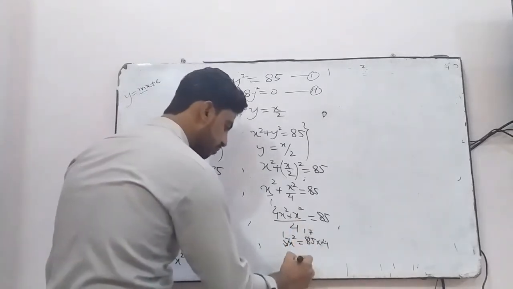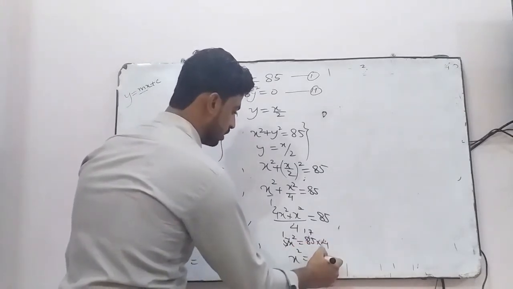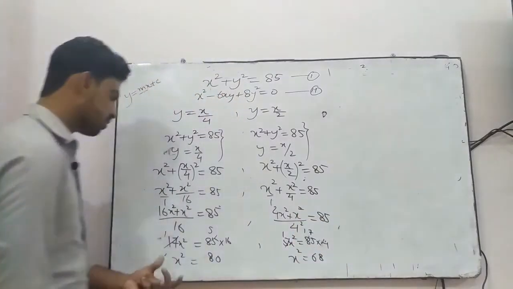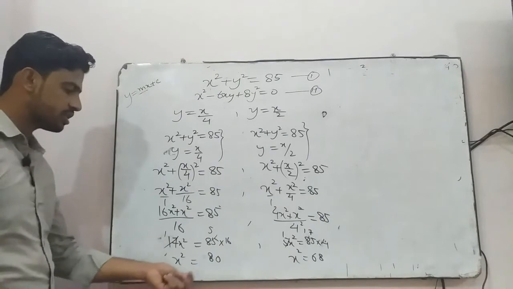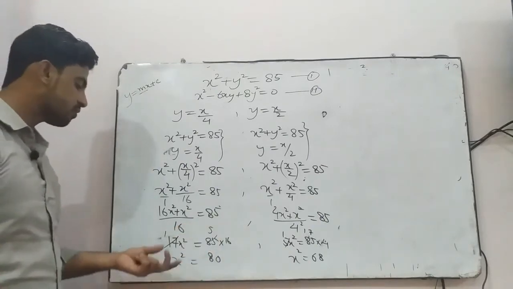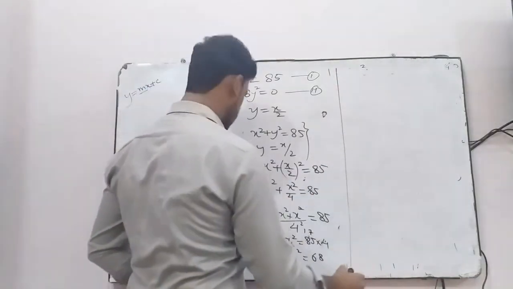4 into 17: 4 sevens are 28, 2 goes up, it would become 68. So we have got equations where x² is equal to 80 and x² is equal to 68. To solve this, we have to take the square root on both sides of the equations.